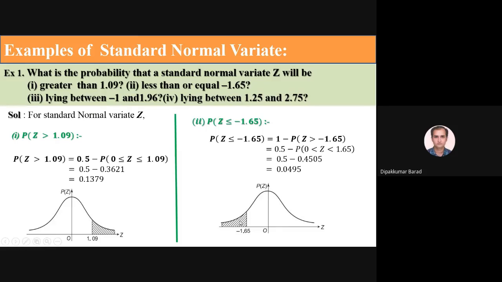But again, we can't use the table for z greater than -1.65. If I want to apply the value from the normal table, then my z must be greater than 0. So first I write all this area 0.5, then I use the symmetry and subtract this area, P(0 < z < 1.65), from 0.5. So I get all this area. So this is 0.0495.